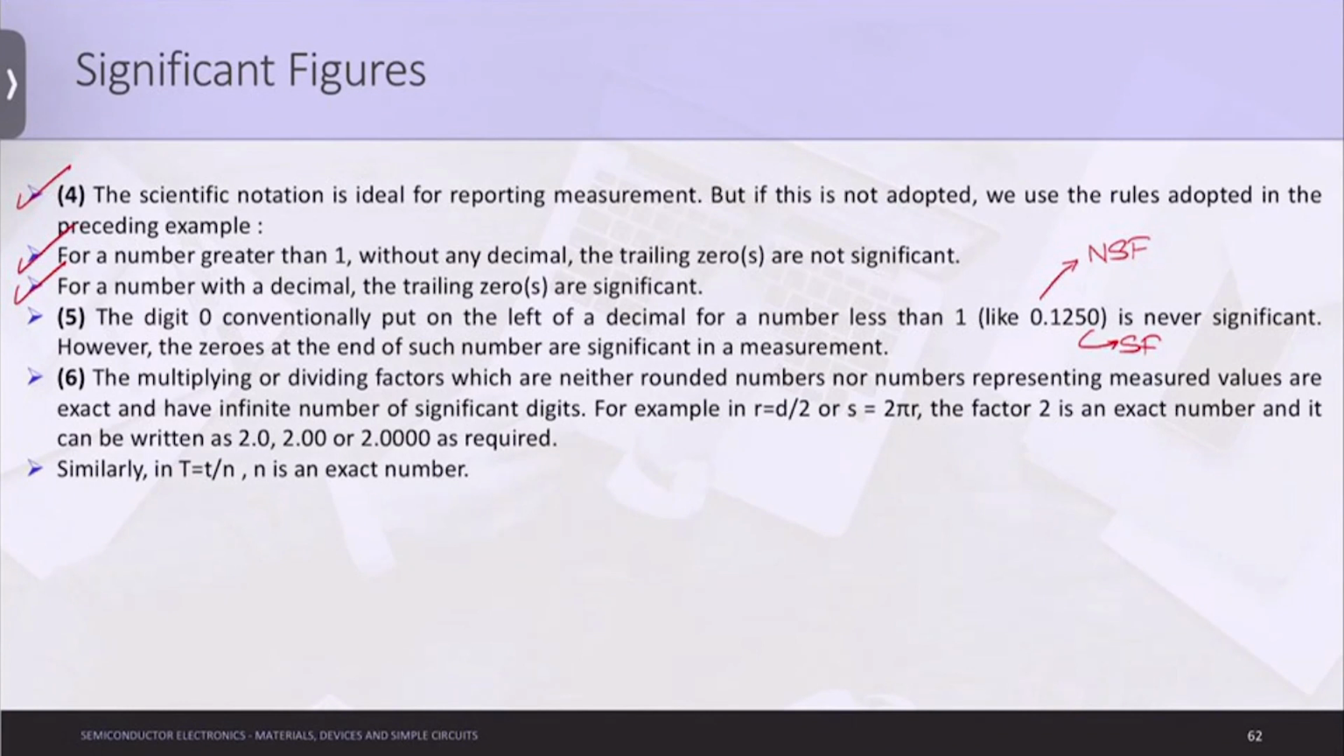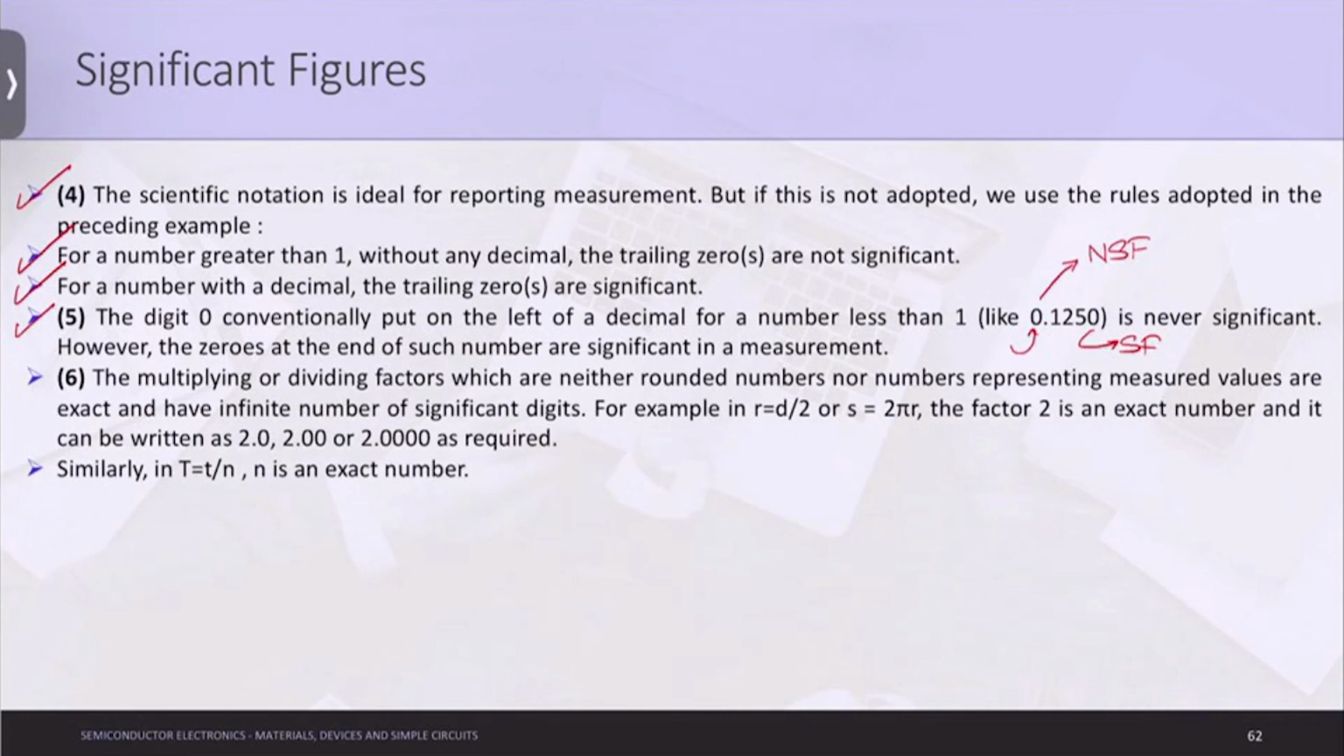Simple explanation, whatever is written, I just explained to you. So the rule states that this 0 is not a significant figure, but this rule, because the right hand side 0 tells you the precision of the instrument. That's why we will consider that under significant figure, but we won't consider the leftmost under significant figure. Okay. Fine.